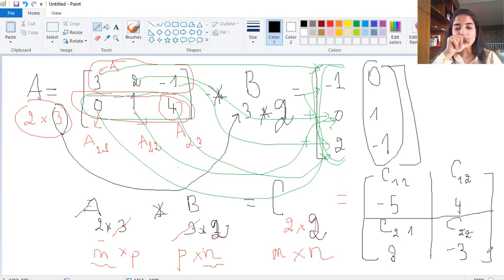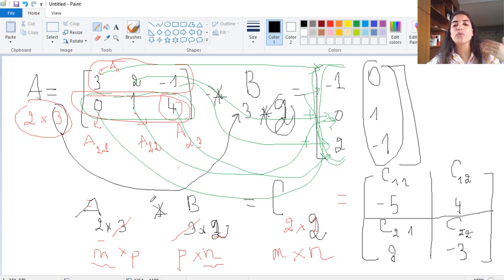Guys, I want you to look at these two matrices. Can I do B times A? In this particular case, yes, I can. Because basically, B times A have the same internal dimension, which is 2. So B times A will give me a C, which is 3 times 2.